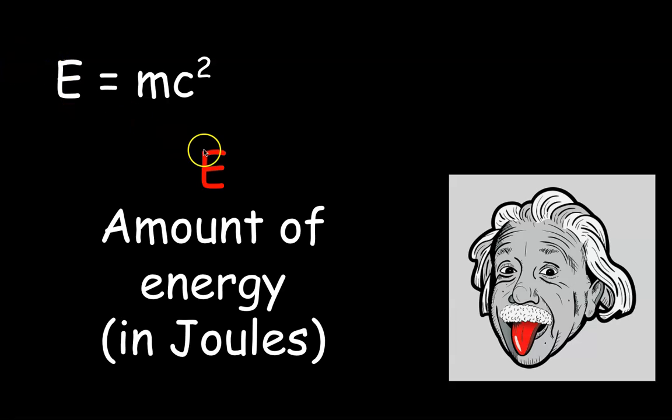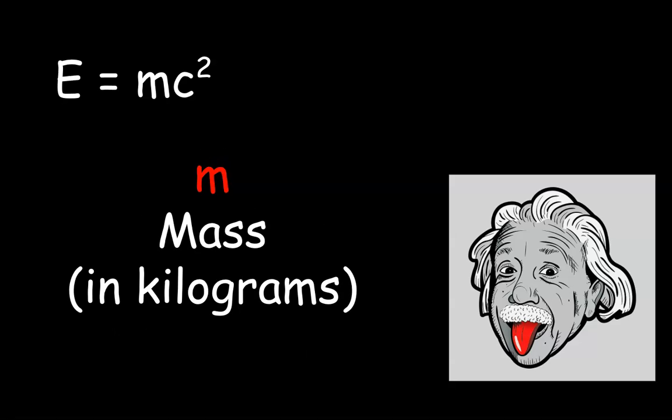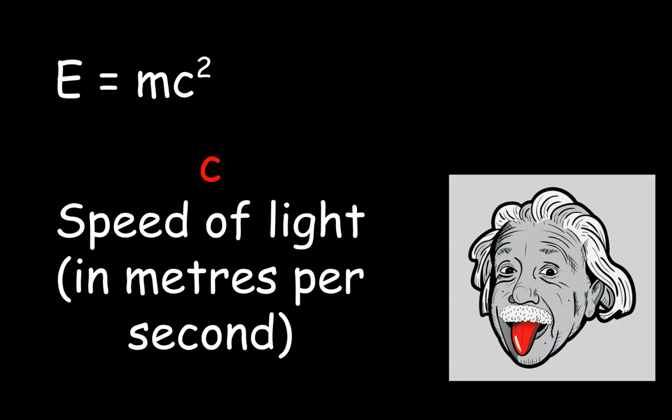The E represents the amount of energy in joules. Joules is the unit that we use to measure energy. M is the mass of the body that you're talking about in kilograms. C is the speed of light in meters per second. You can go and look that up. And speed of light is always the same.